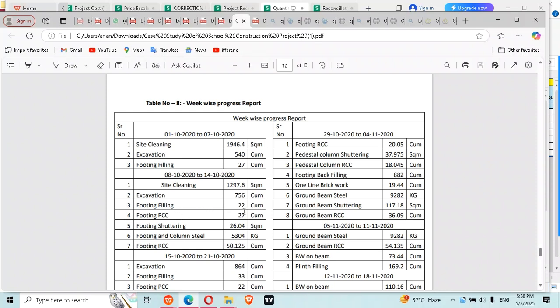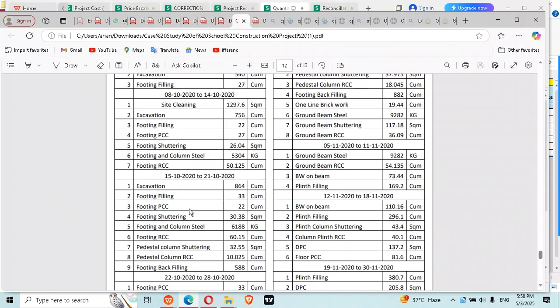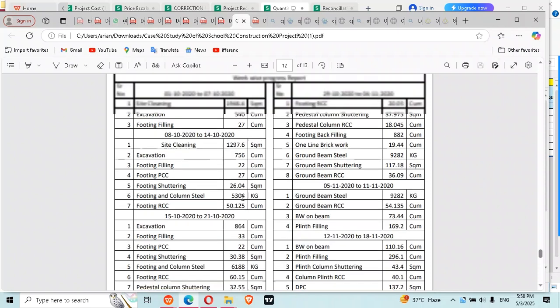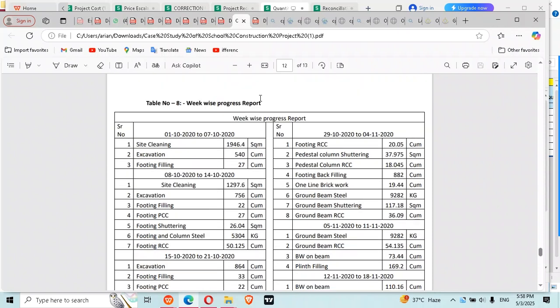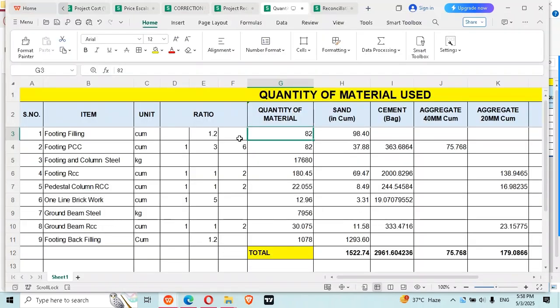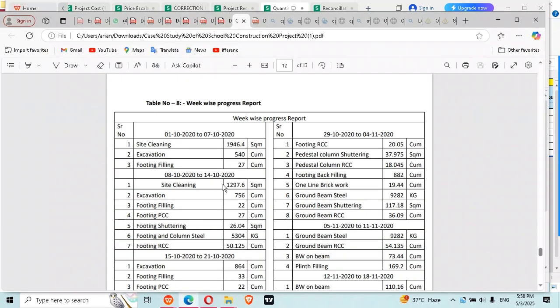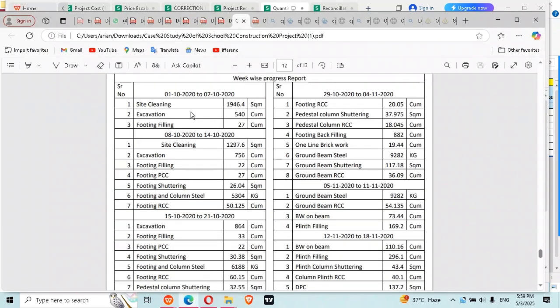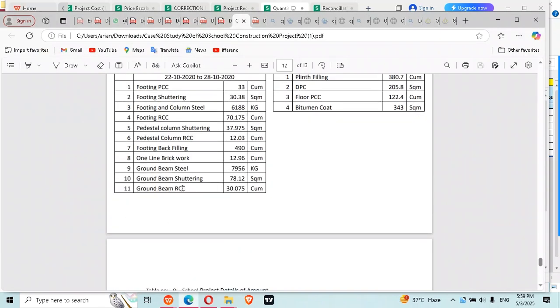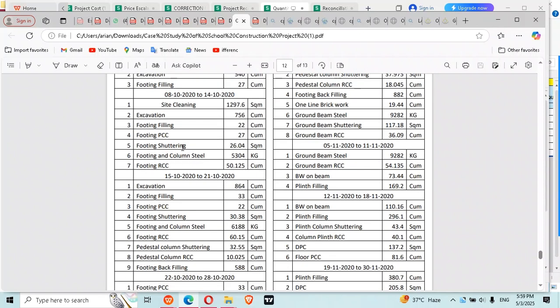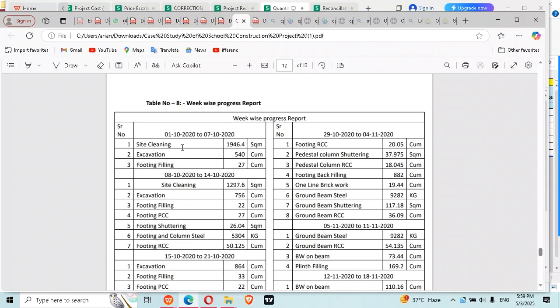Yes, it is 22. And do we have another rate? Yes, we have 33. If we add all of these three values, you will get 82. Understood? Then we have putting VCC. You should add all of the values. This is the October month, this is the November month. From here to here, if there is any repeated quantity, you should add all of the values.